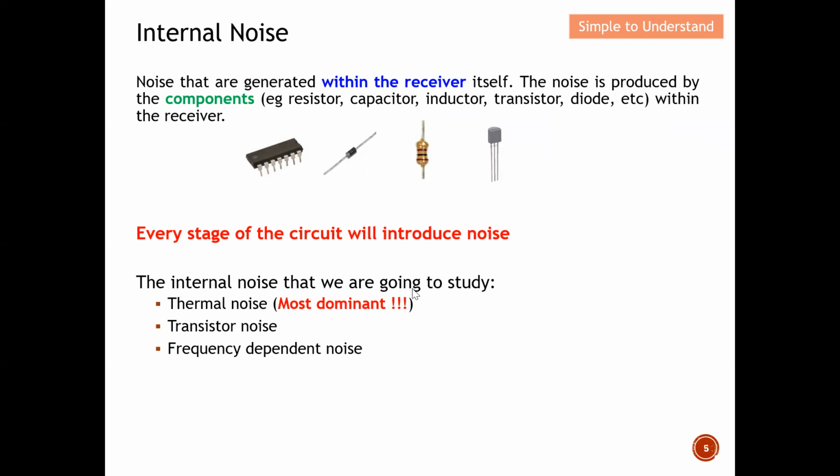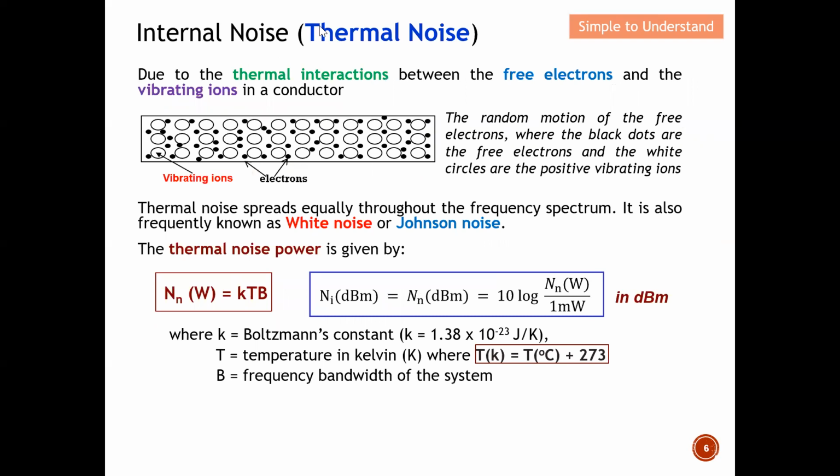The internal noise that we are going to study is thermal noise. This is the most dominant noise. Most of the time, we only consider this thermal noise. Besides thermal noise, we also have the transistor noise and the frequency dependent noise. As mentioned, this is the most dominant noise for internal noise. How is it actually created? It is because of the thermal interaction between the free electrons and the vibrating ions in a conductor. Let's take a quick look at this without going into much detail on how they actually generate this thermal noise.